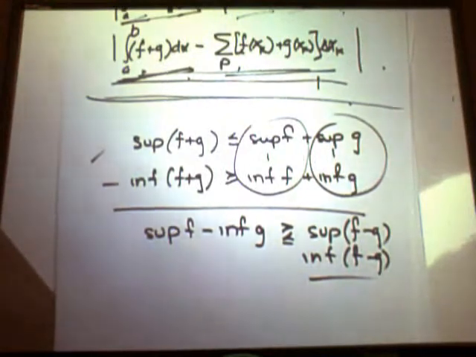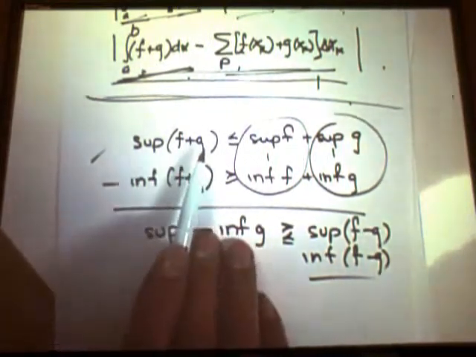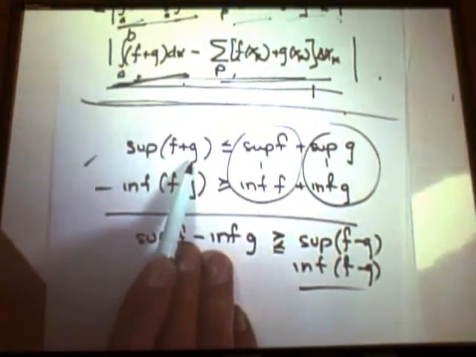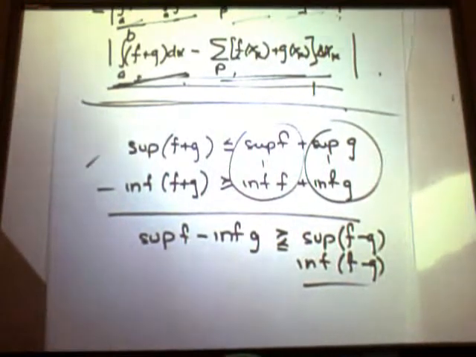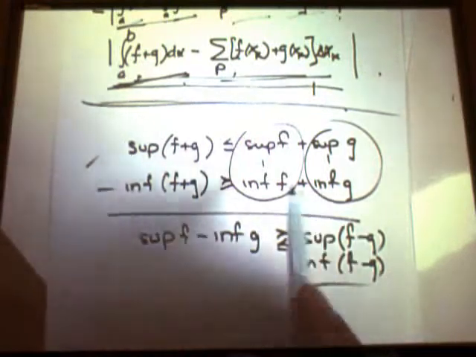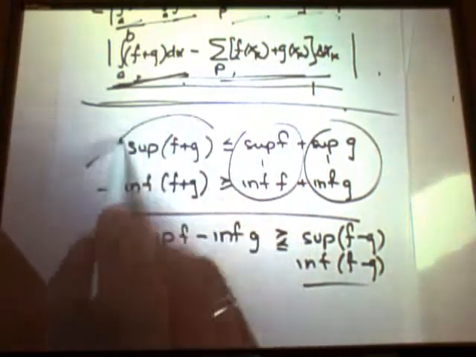Sine, cosine. Supremum of sine and cosine added together would be 2, which is less than or equal to 1 plus 1. I don't know, I think you can do it this way. Because you have a less than or equal to this side. If you subtract these things, this is what you want.